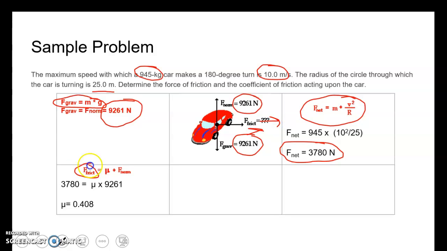Once we know the frictional force and the normal force, we can solve for mu using the friction formula. So we take our 3,780 newtons of friction force and divide it by our 9,261 newtons of normal force, and we get a mu, our coefficient of friction, of 0.408. Same equations we talked about in the previous video.